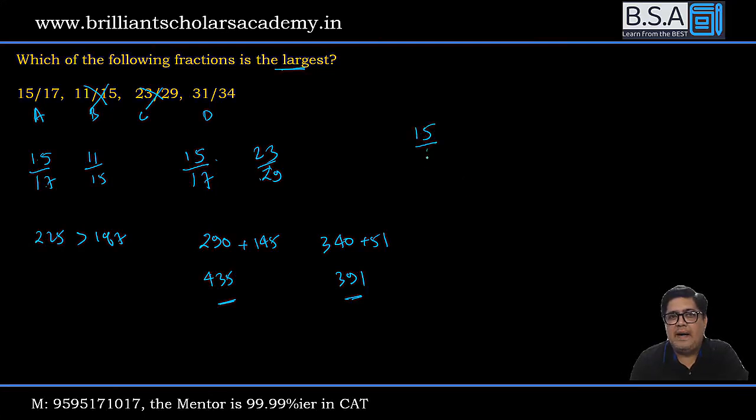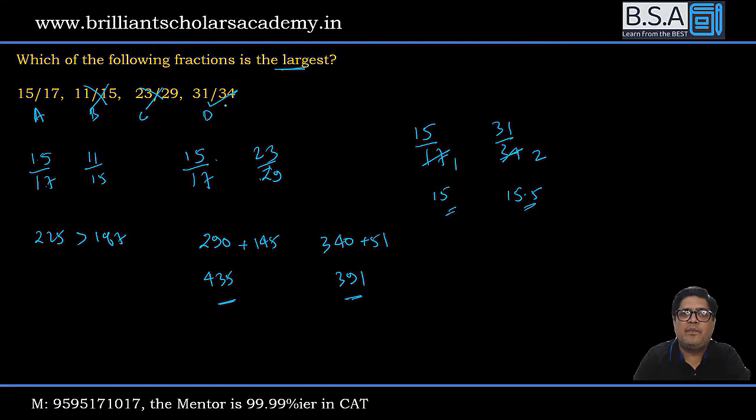15 by 17. 31 by 34. Observe, I could have cancelled this. हर बार multiply क्यों करना है? Numbers in front can be cancelled. Diagonally you cannot, you should not cancel. So left hand side is 15 and right hand side is 15.5. Which is larger? Guys, the largest one is D, Delhi.